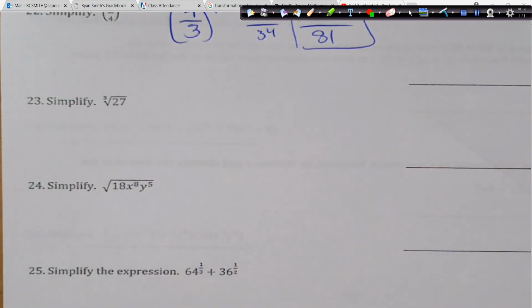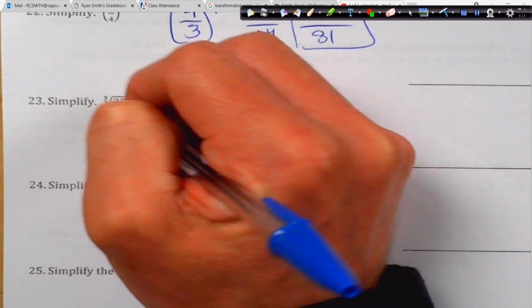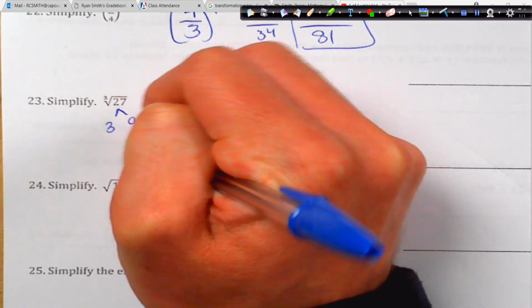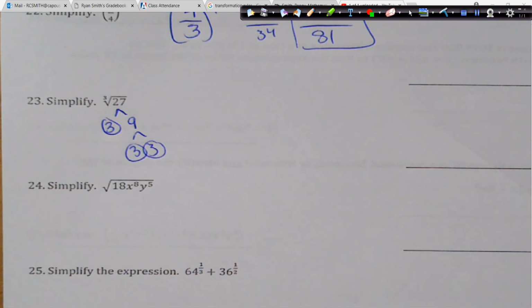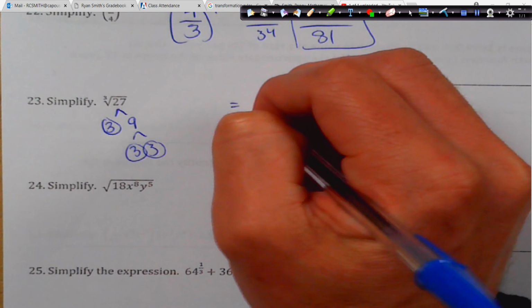Number 23, this can be broken down to 3 and 9, and then 3 and 3. We have 3 equal factors, and since this is a cube root, we're looking to pull 3 out, so we just get 3 out as our answer.